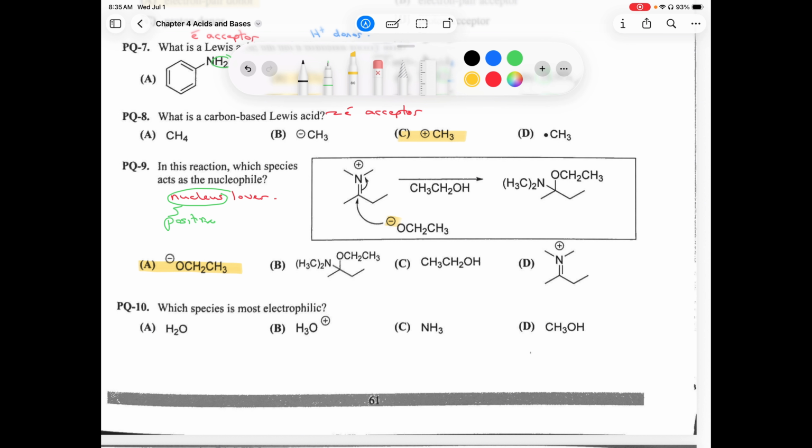You should be able to recognize that just by looking at this mechanism. You should practice your mechanisms enough that you can recognize the nucleophile. And then, of course, this would be our electrophile.